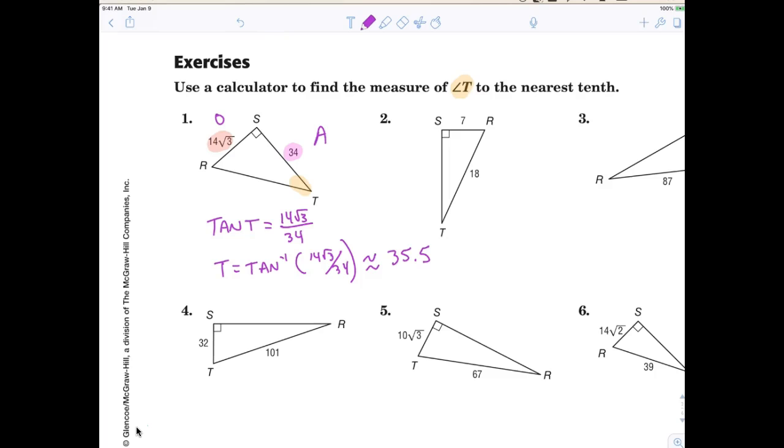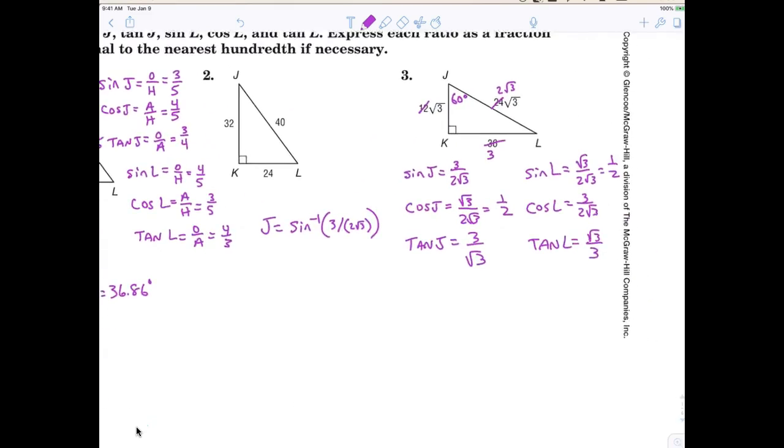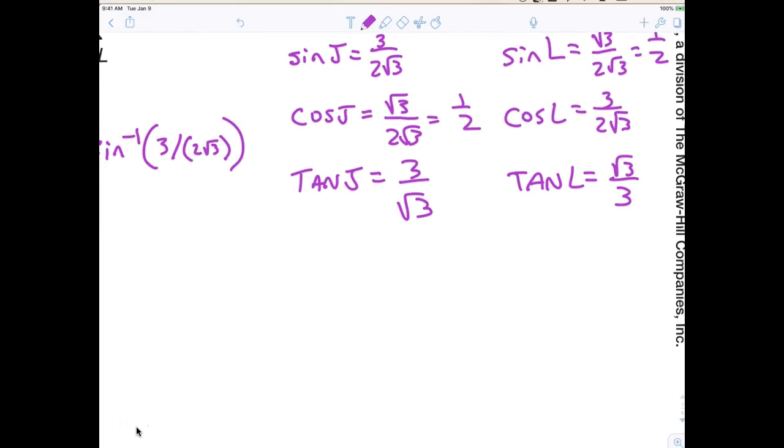However, I'm going to go back to the other one because I think it's important for you to listen. For example, cosine of L over here. If I type in 3 divided by 2 radical 3, it's going to take 3 and divide it by 2, and then multiply that answer by what? Radical 3.